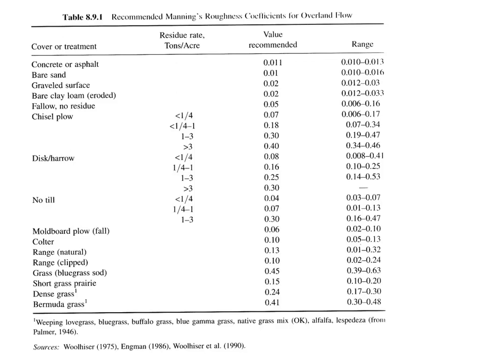Here are some n values that are given for overland flow. n values will be a little bit different when it's overland flow versus channelized flow, because in overland flow the water depth is very shallow, and so it seems that there's more resistance that's imparted to the liquid as it moves than if it was channelized flow and the water depth was greater.